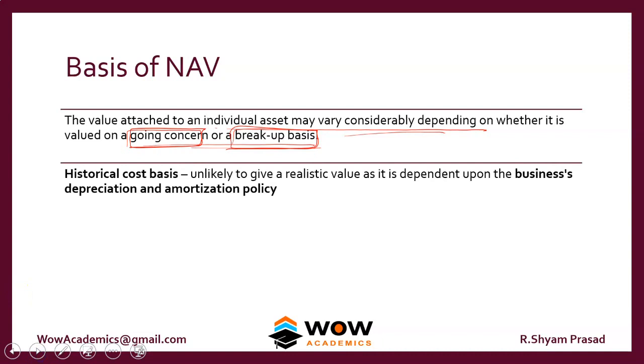We can use the asset value based on the historical cost method, but this will not give you a realistic value of the assets because the assets might have been depreciated and amortized. So this value will always be very low.